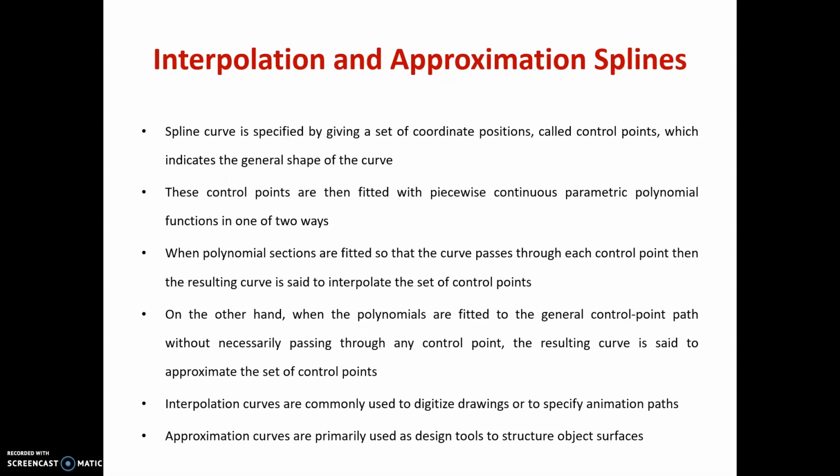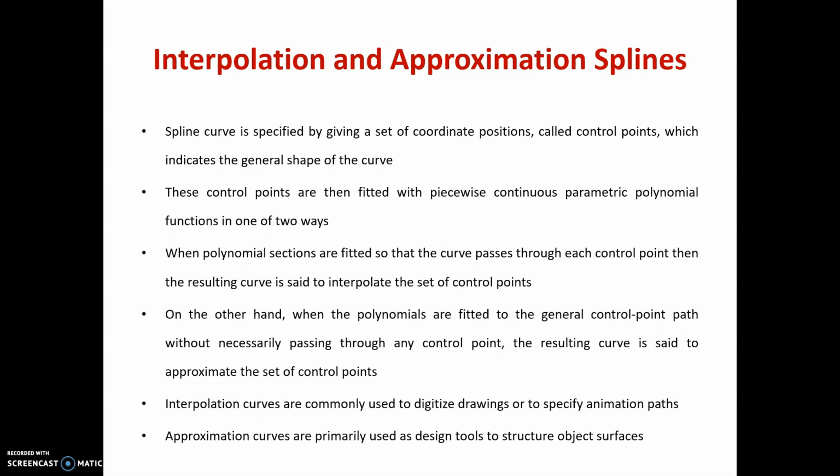Different kinds of splines: interpolation and approximation splines. A spline curve is specified by giving a set of coordinate positions called control points. These control points indicate the general shape of the curve. Control points are then fitted with piecewise continuous parametric polynomial functions in one of two ways. That is, one is interpolation and the second is approximation.